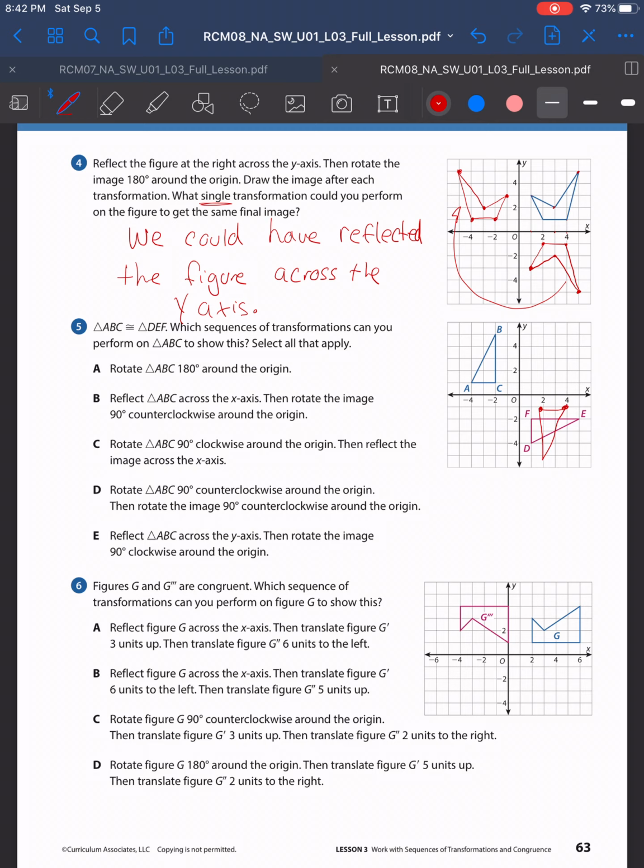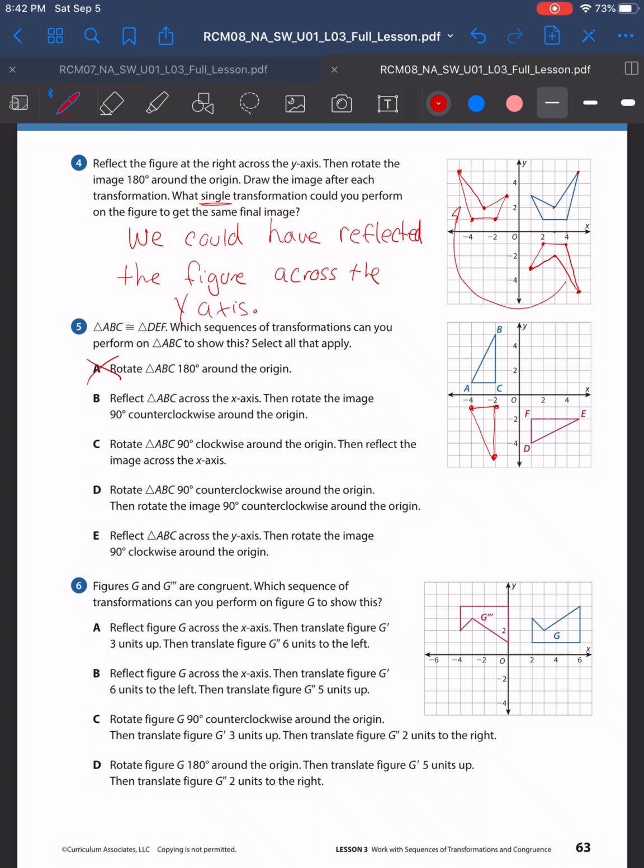Not like that. Okay, so A doesn't work. Let's erase that. How about B? Reflect ABC across the x. Okay, so if I reflected it across the x, it'd look something like this, and all the way to 5.